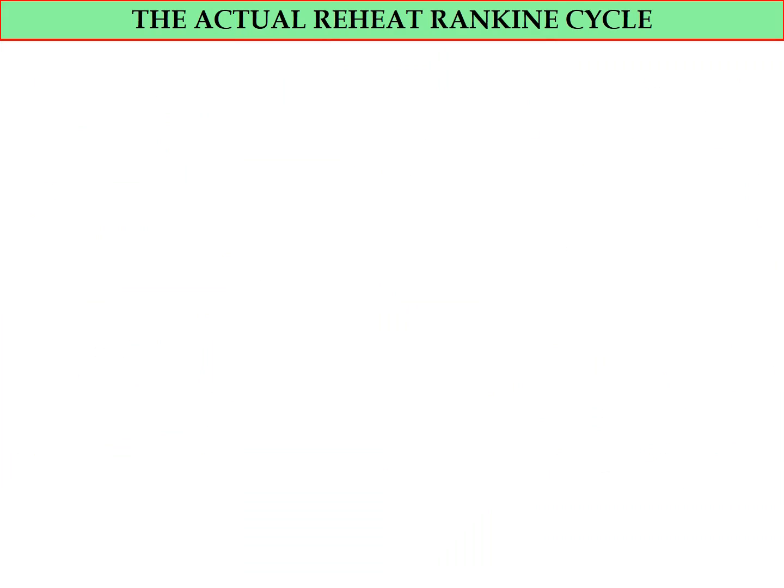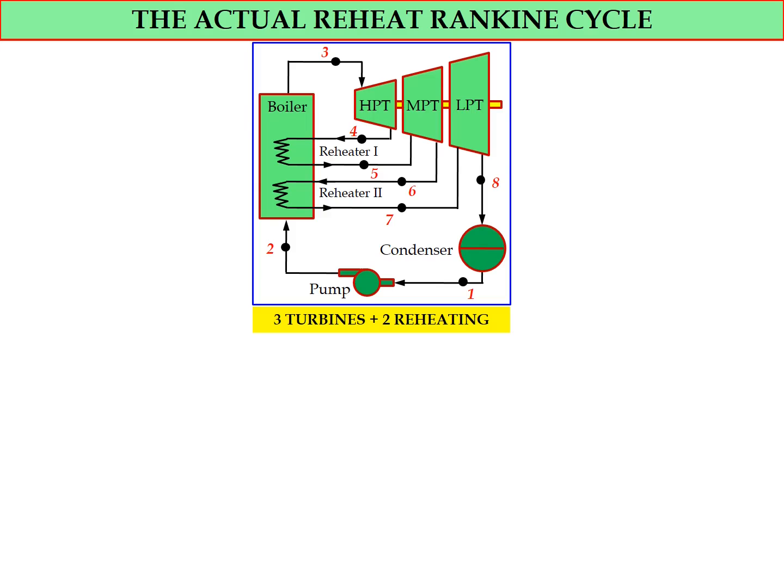Okay, now let me look at the difference between the ideal reheat Rankine cycle and the actual reheat Rankine cycle. For the actual reheat Rankine cycle, let us consider the reheat Rankine cycle with 3 turbines plus 2 reheating processes, as shown in the schematic diagram. In this diagram, we have 1 pump, 1 boiler. So we have 3 stages of turbine: high pressure turbine, medium pressure turbine, and also low pressure turbine. In between those turbines, we will have 2 reheating processes.